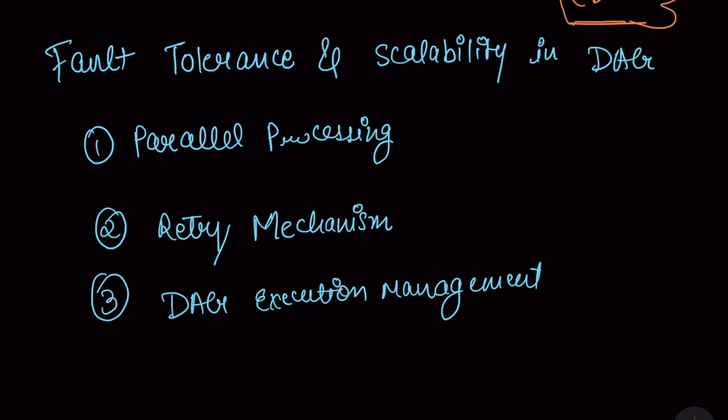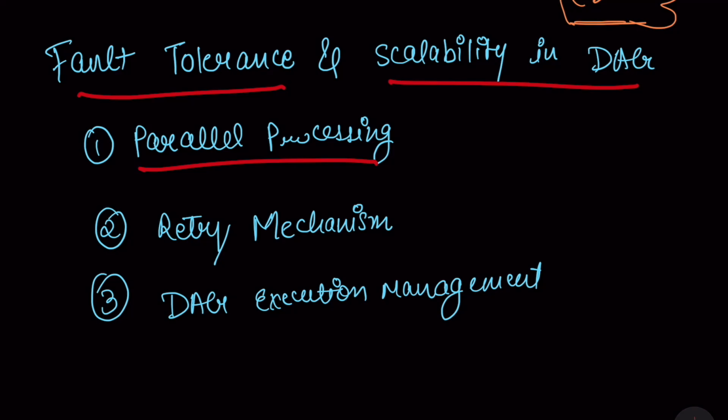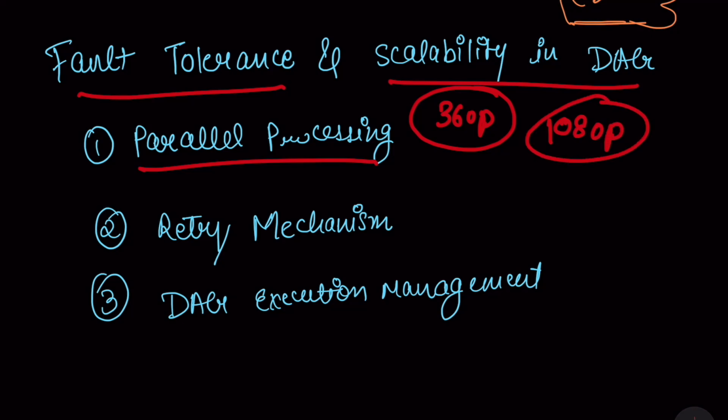And then for fault tolerance and scalability in the DAG, we are going to have parallel processing. Multiple transcoding and encoding tasks will be executed in parallel. For example, the 360p transcoding does not have to wait for the 1080p transcoding to finish, and this will improve the speed and efficiency of the system.